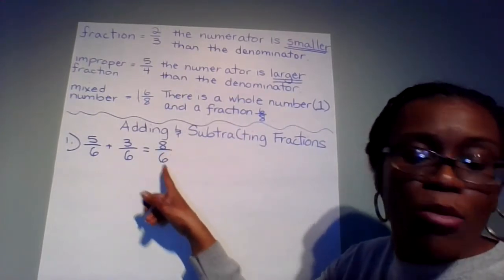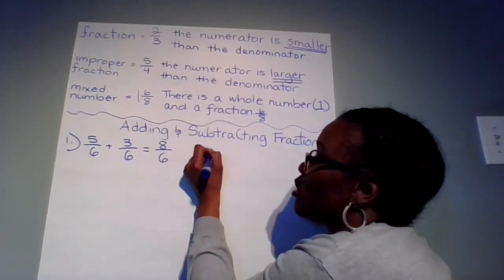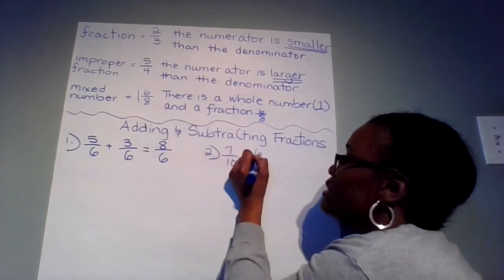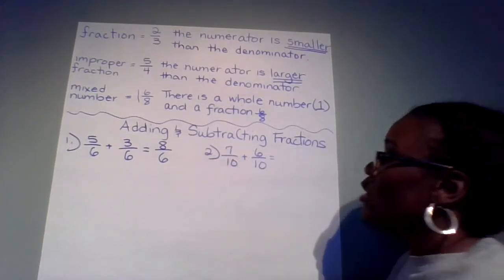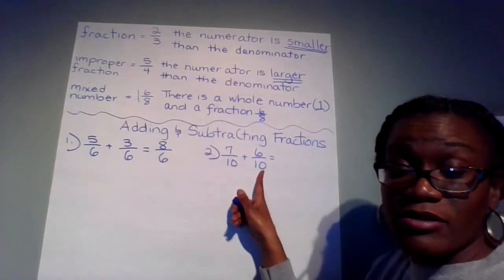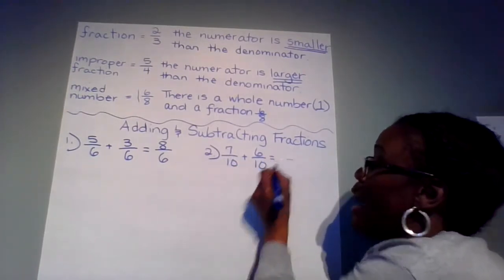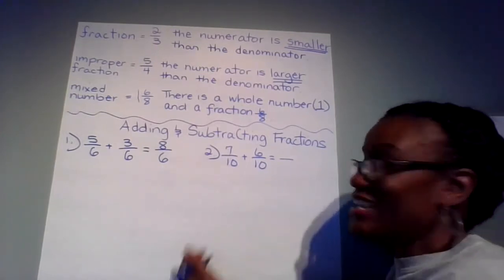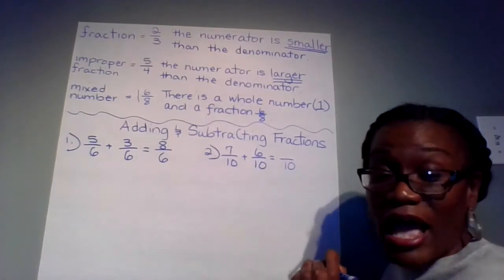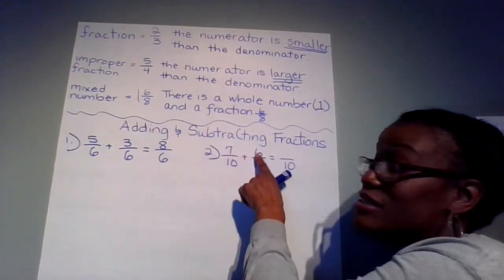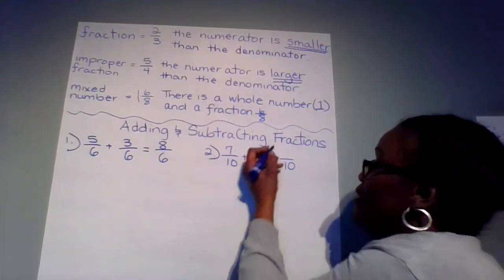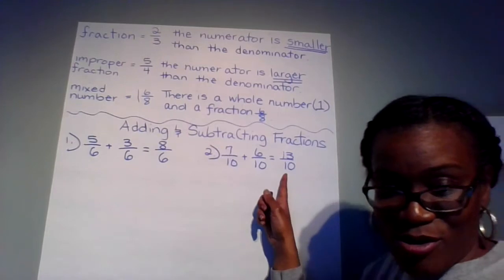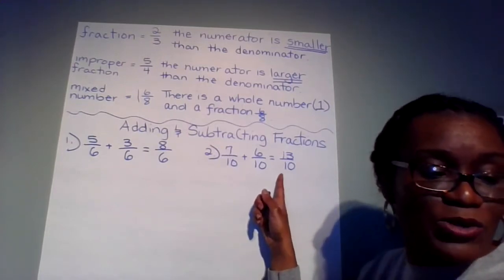Let's do one more using addition. So let's do 7/10 plus 6/10. Our denominators are the same, so our denominator in the answer is going to be what? That's right, 10. Good job, you guys. And 7 plus 6 equals 13. And what kind of fraction is this? Improper. That's right. You guys are so smart.